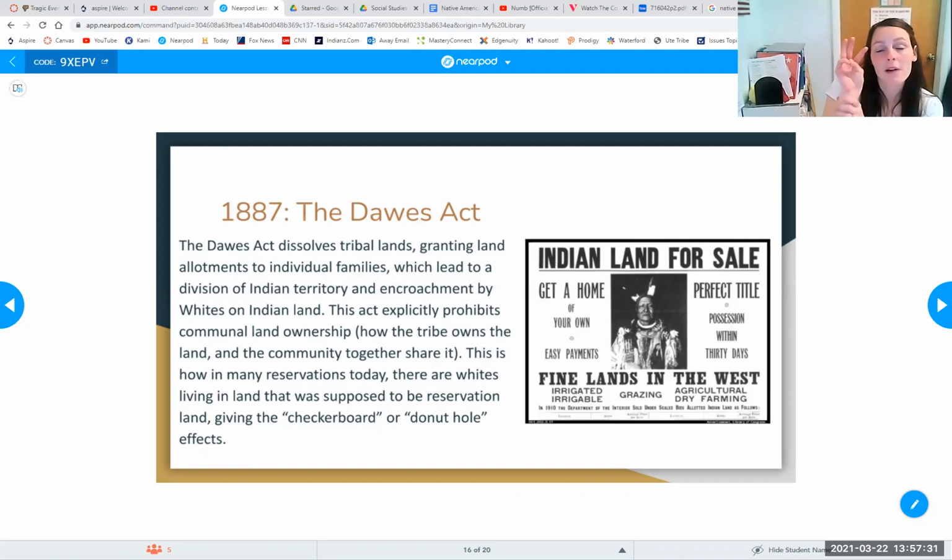And then comes the Dawes Act, where basically inside of a reservation, they can start purchasing little spots within the reservation, hence the checkerboard effect, right? Have you ever heard of that before? Mm-mm. So the checkerboard effect happened here on this reservation as well.